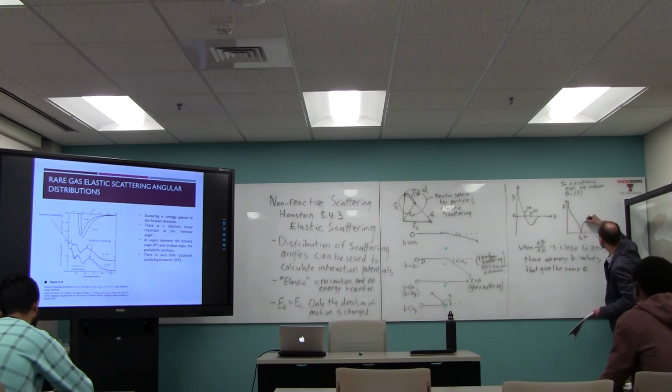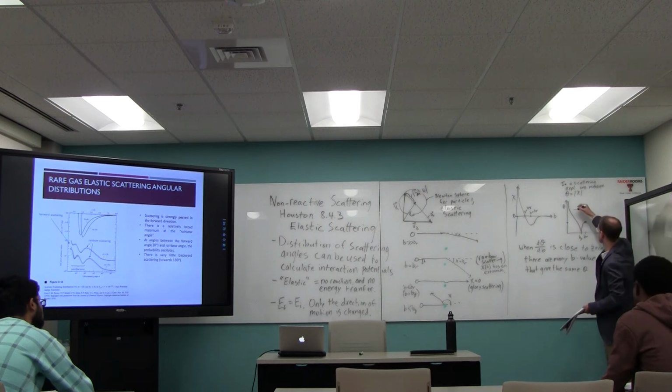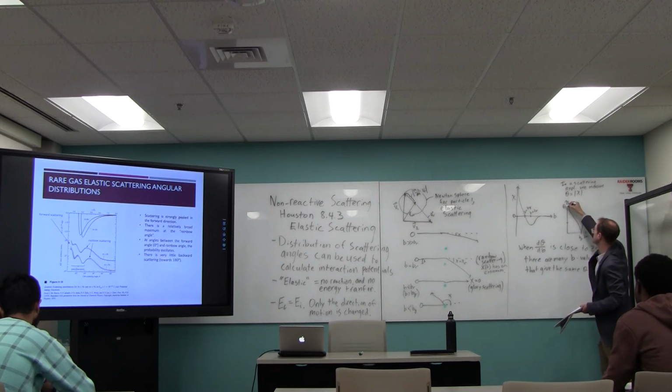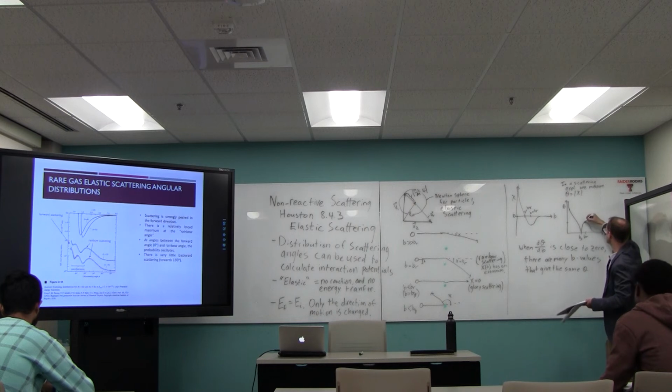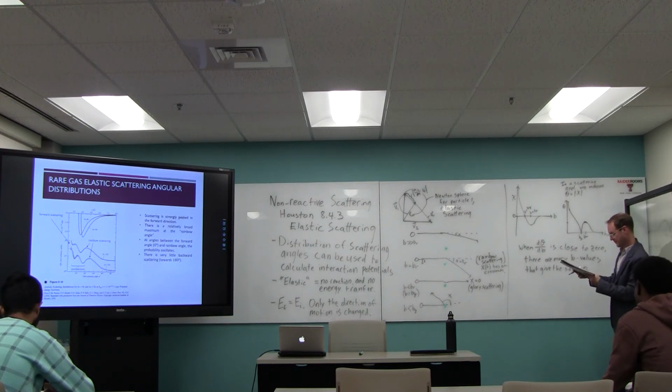Right, so there's a range of B that all give the same theta here. Whereas if you're in this region, then theta is changing very rapidly with B. You're only going to get this theta if you get exactly this B. Whereas if it's changing more slowly, then many B's give approximately the same theta. Does that make sense? Okay.